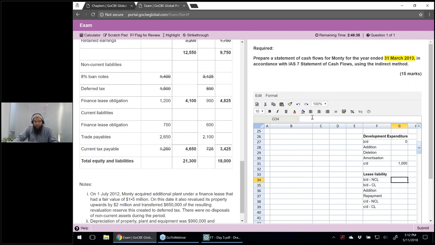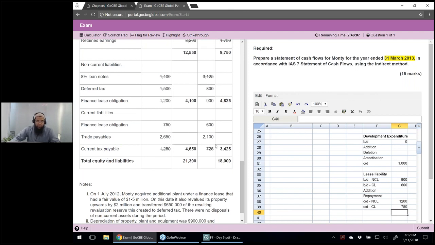So lease obligation non-current brought down is 900 and the carried down is 1200. You have to ensure that every movement have been reflected in your working. So brought down current liability 600 and carried down is 750. And then trade payables will be taken to the working capital and current tax is already accounted for.